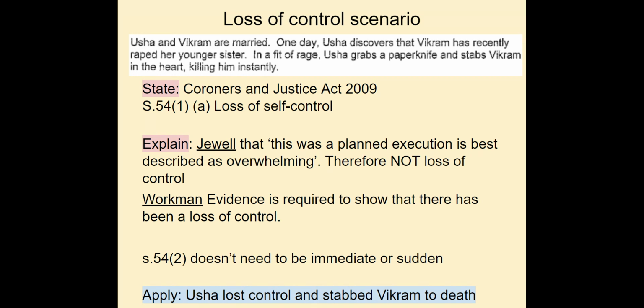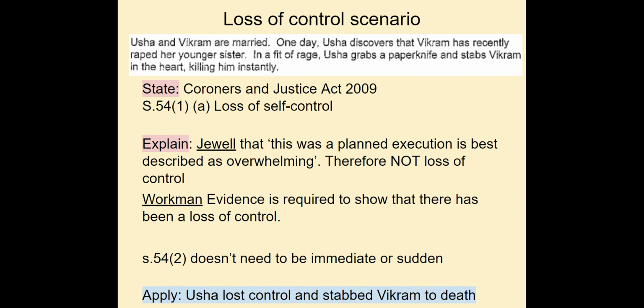So you're going to use, as per usual, your state, explain, apply model. And you're first of all going to state that we are looking at the defence of loss of control from the Coroners and Justice Act 2009, section 54, and the loss of control section is 54(1)(a). Yes, you do need the section numbers.